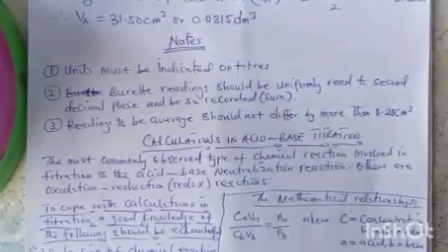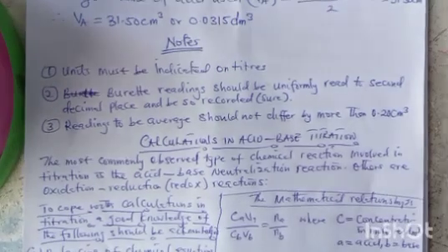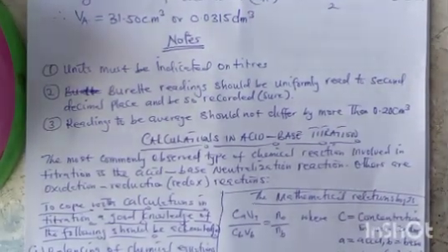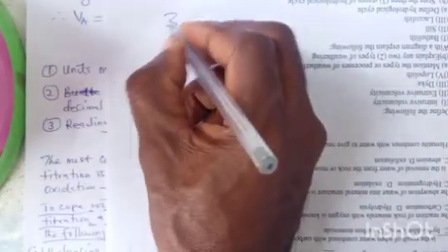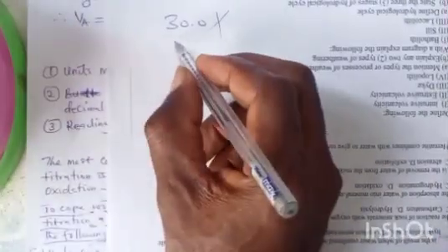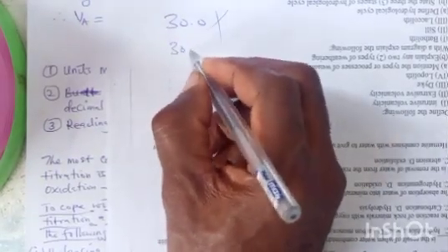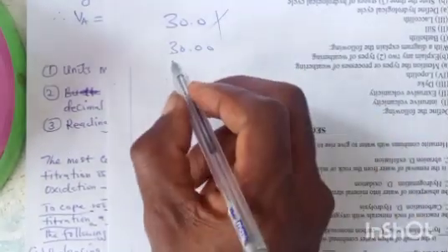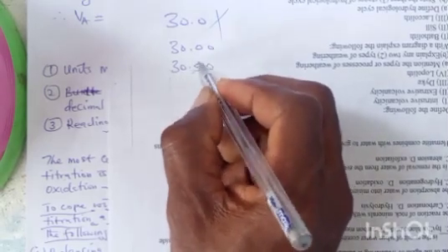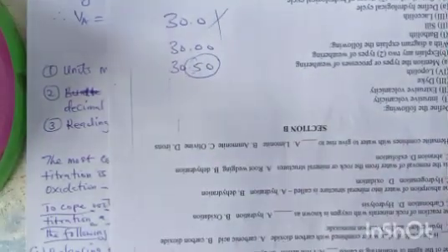Some students, because of maybe not understanding the principle involved, will just write 30. If you write 30 like this, it will be marked zero. So what you need to do is, if the reading is 30, you write 30.00. If the reading is 30.5, write 30.50. So in two decimal places, you must observe that.